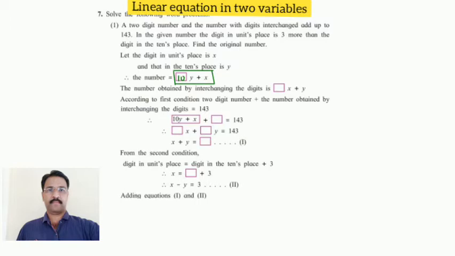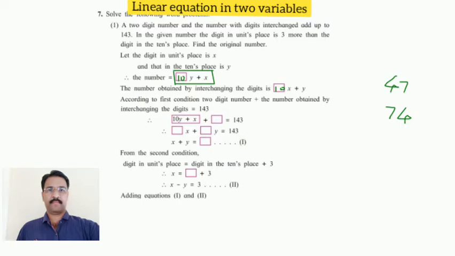Now the number obtained after interchanging the digits. Interchanging means, suppose we write 47, and if we interchange, we get 74. Here 7 is the tens place value and 4 is the units place, so 70 plus 4, which is 10 into 7 plus 4. So we interchange x and y, and what will come is 10x plus y.